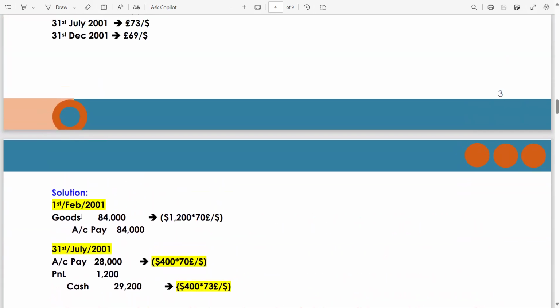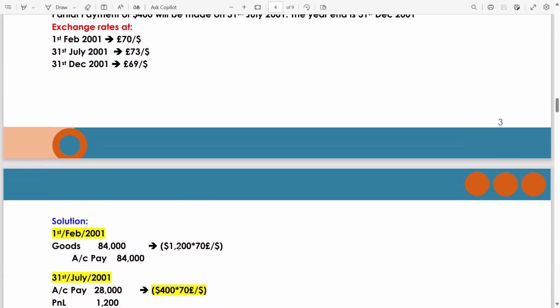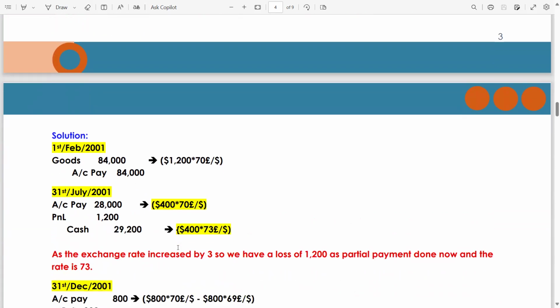1st Feb 2001: goods debit, accounts payable credit by 84,000. 1200 is the transaction amount on which we purchased goods, and on 1st Feb the exchange rate is 70. So 70 multiplied by 1200 is 84,000. Again, I am repeating, in the partial payment received or payment made case, you have to compare the exchange rate with the exchange rate at the date of transaction.